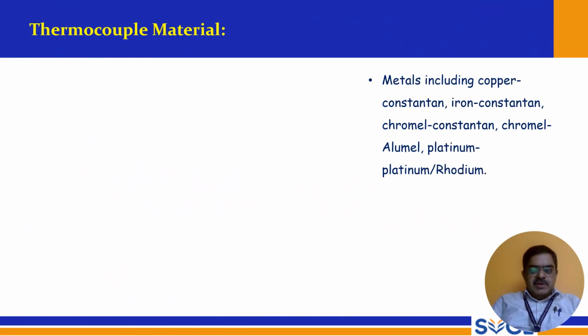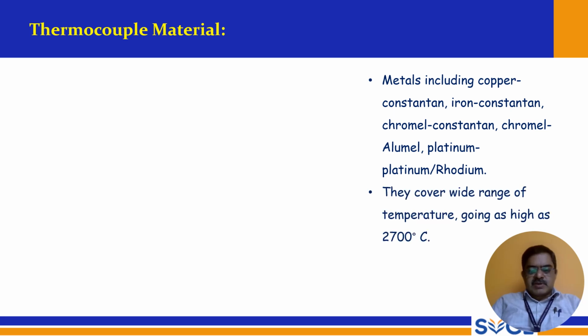Thermocouple materials: the metals include copper constantan, iron constantan, chromel constantan, chromel aluminum, and platinum rhodium. These are the popular metals. They cover a wide range of temperature, going as high as 2700 degrees Celsius. Up to this high temperature, we can measure using these materials.